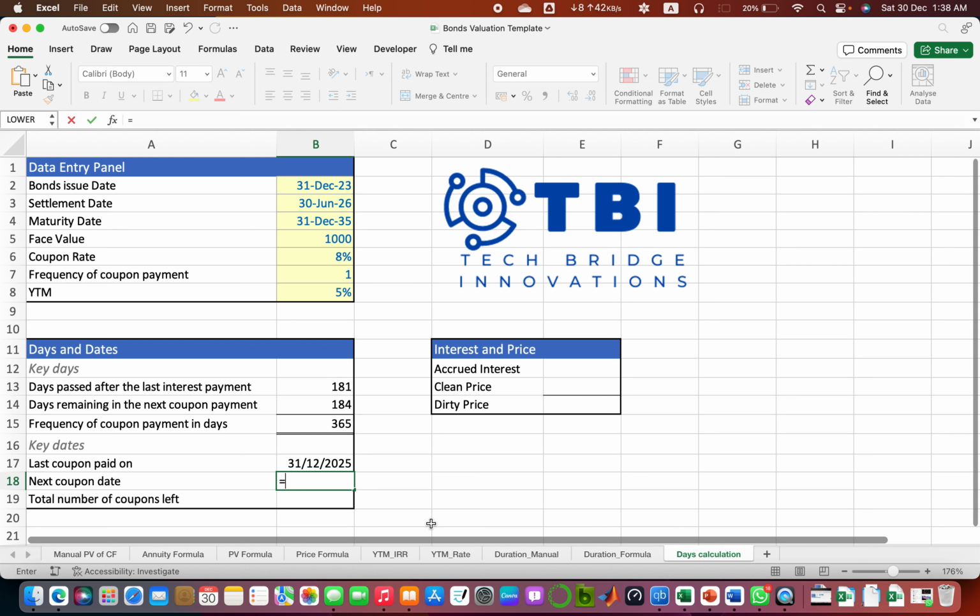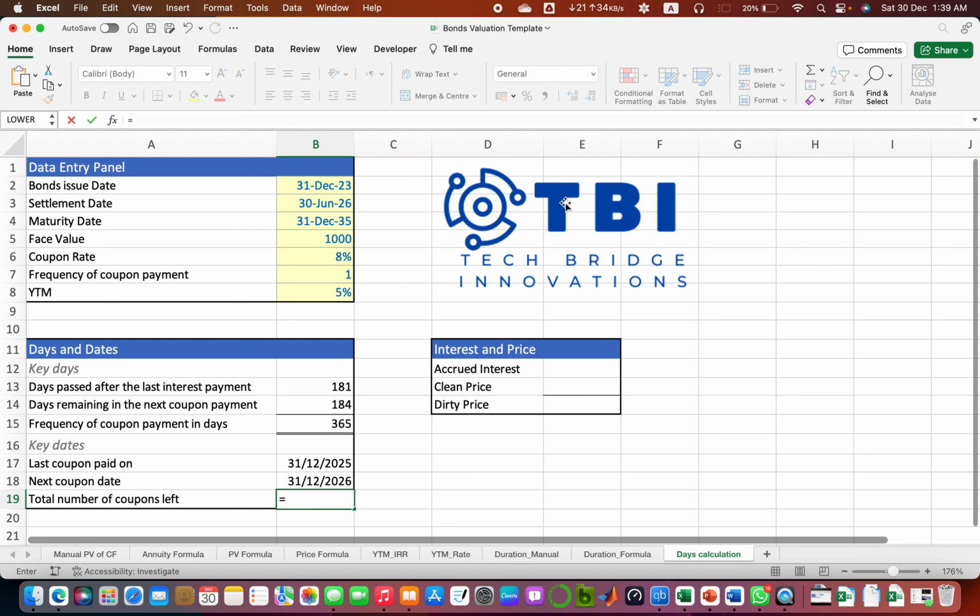So after that, what will be the next coupon date? For this, you use the formula COUPNCD, the coupon next date. Again, the arguments are the same: the settlement, the maturity, and then the frequency, and then day convention. And we will change that to short date. So the next coupon will be paid on 31st December 2026.